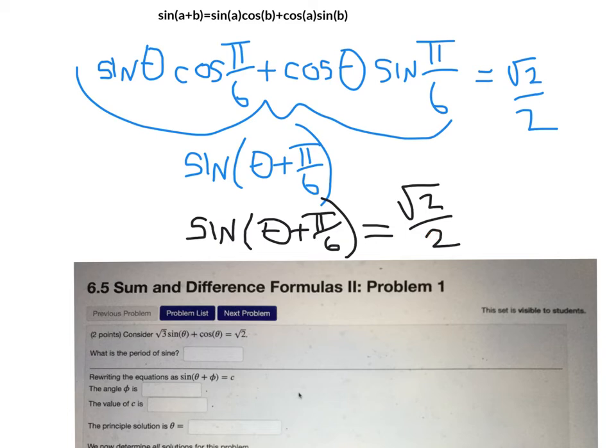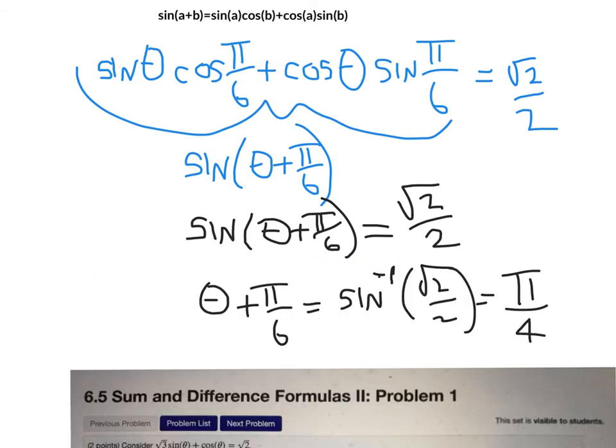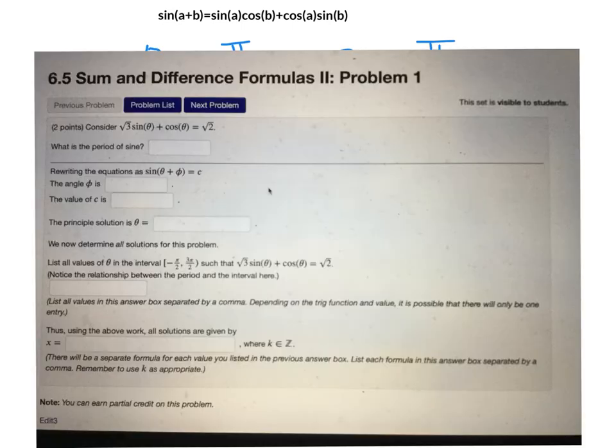Now to get the principal solution, we take the arc sine of each side. This side becomes theta plus pi over 6, and this side becomes arc sine root 2 over 2. So theta plus pi over 6 equals arc sine root 2 over 2, which is pi over 4. And therefore the principal value of theta will be pi over 4 minus pi over 6.